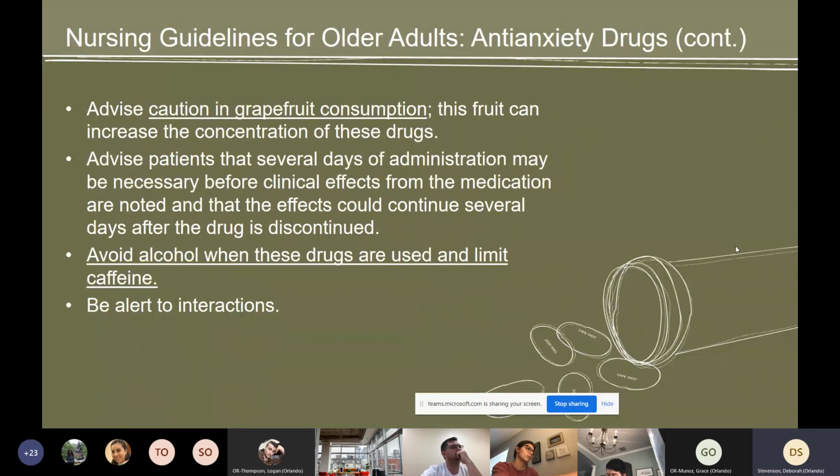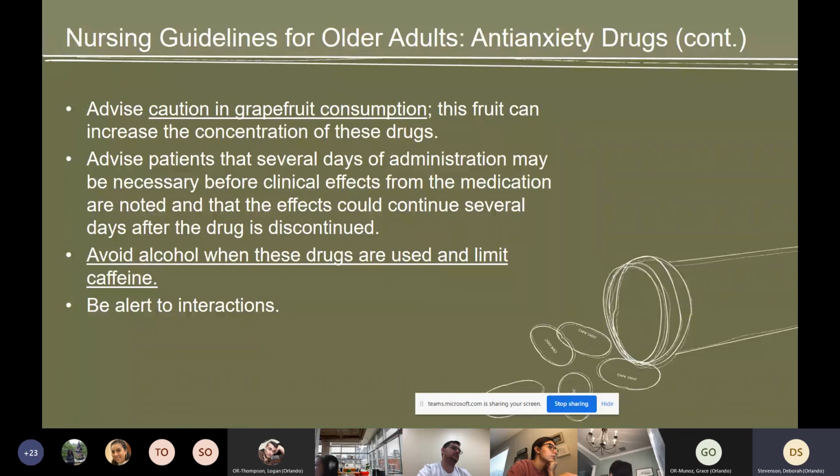Again, grapefruit juice is not something we want our patients on anti-anxiety medications to take. And of course, avoid alcohol and limit caffeine, because caffeine increases the anxiety, and of course, there is what alcohol does in the liver.